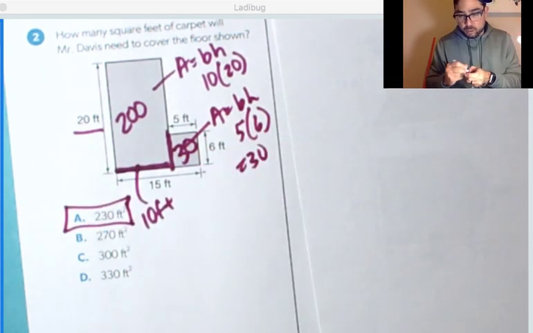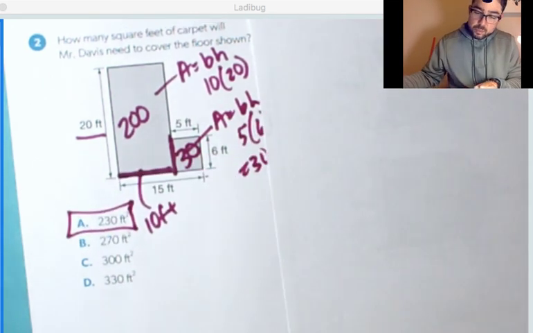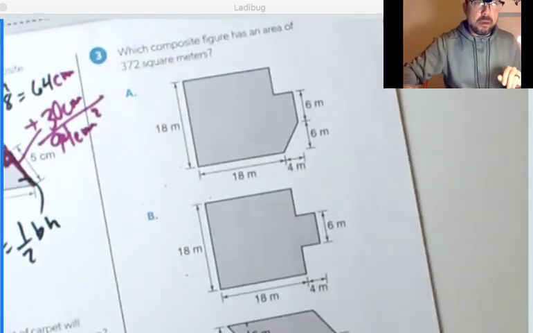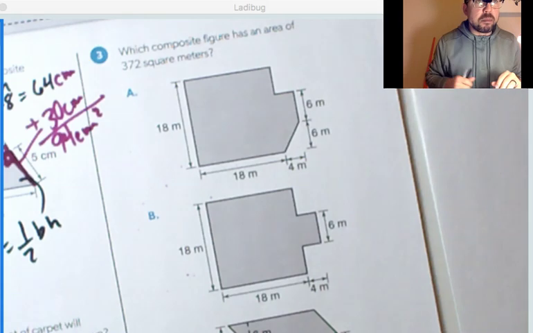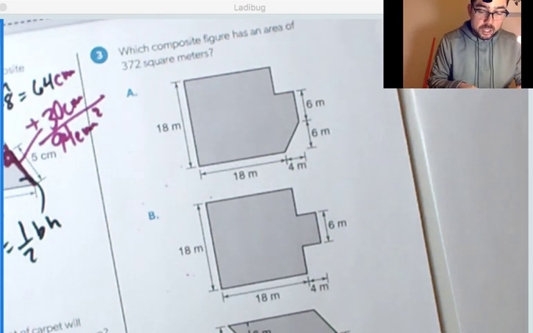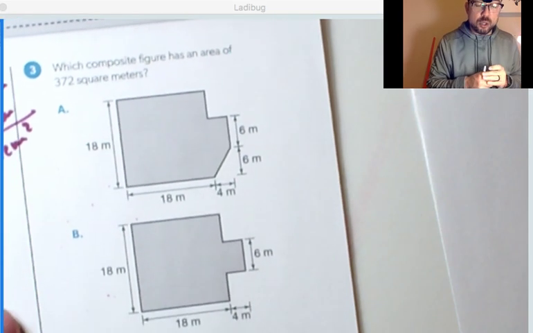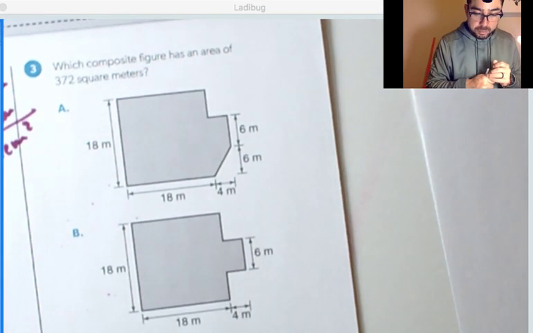Again, you should be showing your work. Number 3 is a pretty easy problem. There's just a lot to it. So I'm not going to go through each one of those answer choices, but I'm going to show you how I would have broken the shapes up.